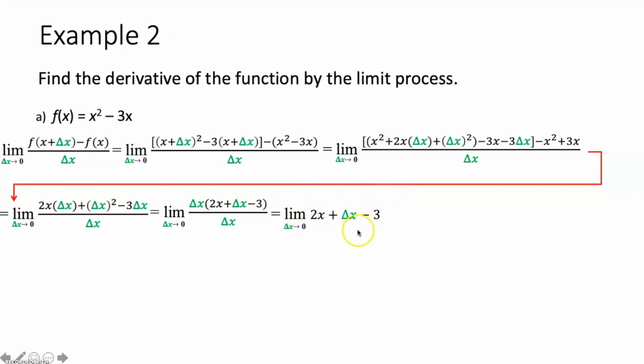Now I can evaluate this limit by plugging in 0 for our delta x here. And I end up getting 2x minus 3. This is the derivative of this function right here. This is f prime of x.